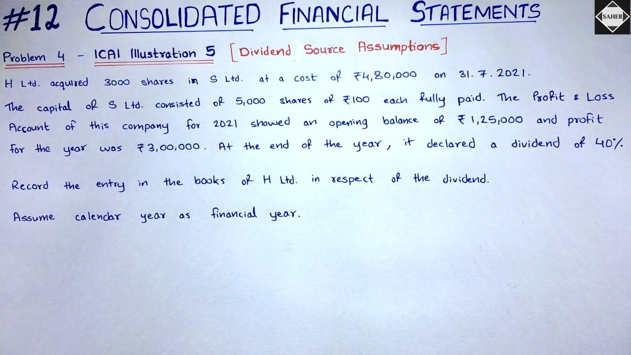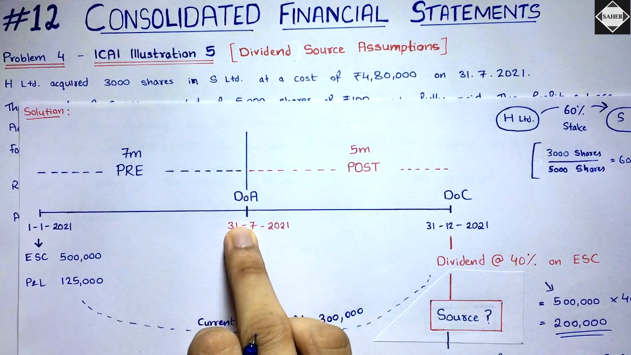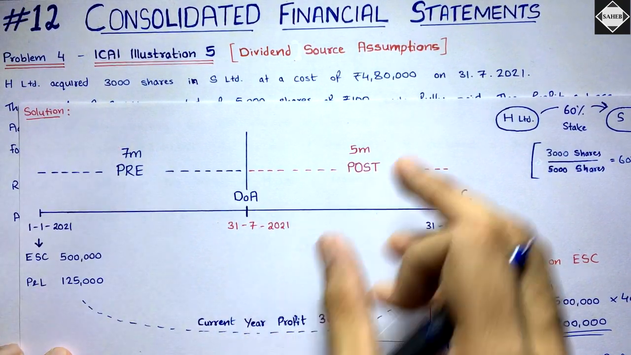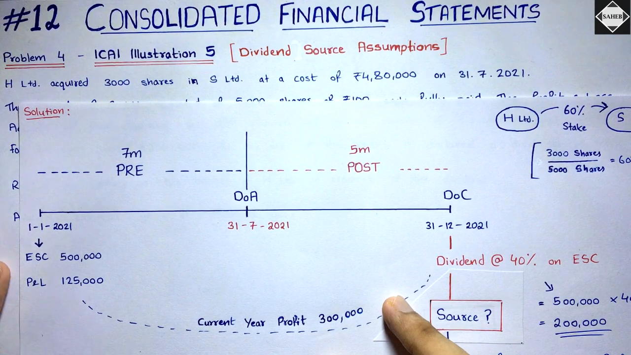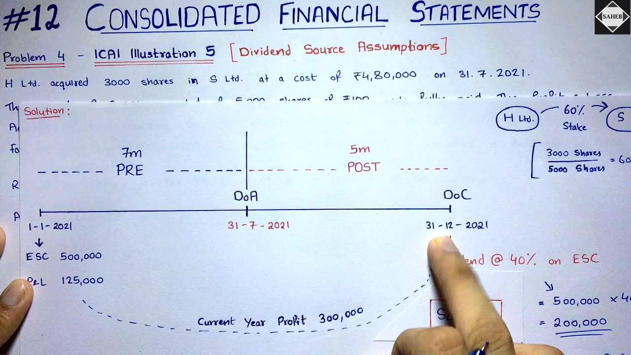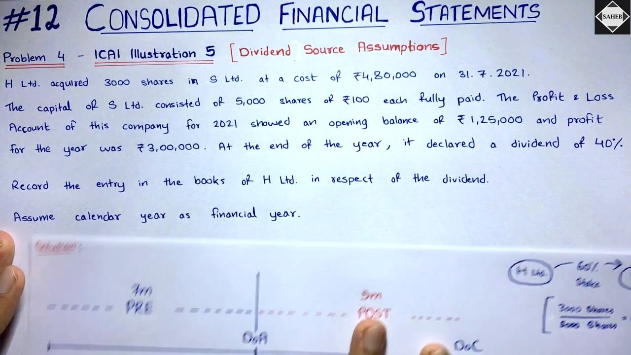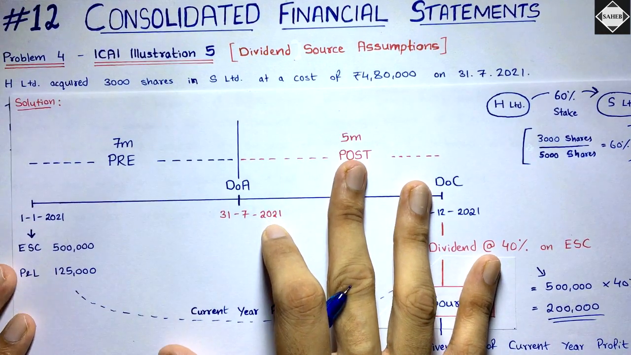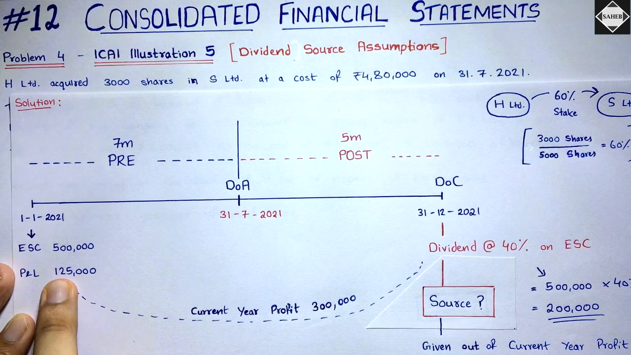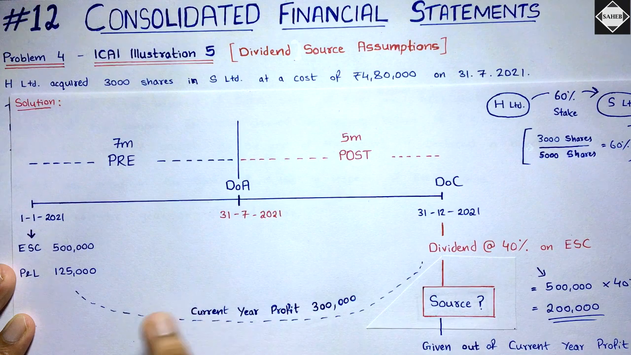Now let's see the timeline of this. It's very simple. Let's see the timeline and you will understand each and everything. See here properly. Date of acquisition is on the 31st July 2021. Date of acquisition, 7 months pre, 5 months post. And the first day is 1st January 2021. The last day is 31st December 2021. Why? Because the question told you to assume calendar year as the financial year. So that's what we did. And on the first day we had equity share capital of 5 lakh, profit and loss balance of 1,25,000. And then the question told you specifically that current year profit earned is 3 lakh.